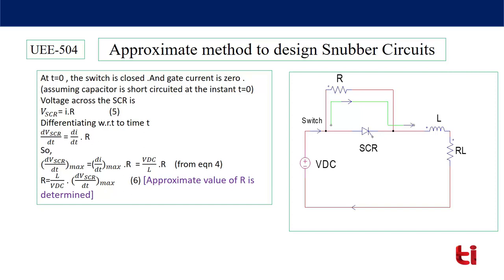So knowing the value of L, VDC and dv/dt maximum, we can protect our SCR from high dv/dt. Now this dv/dt maximum and di/dt maximum, this value you will find in the data sheet of the corresponding SCR you are going to use. And the DC voltage based on your application, you know, then you will find the value of L and R. So equation 4 will give the value of L and 6 the value of R. These are approximate values of L and R.